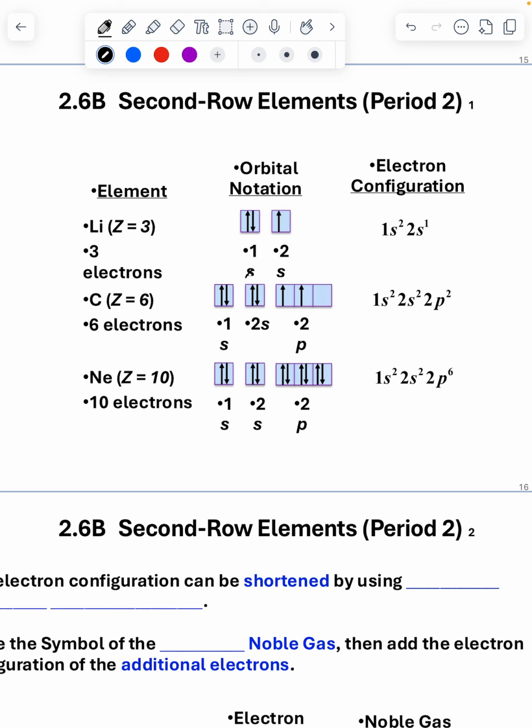Lithium's first 2 electrons are going to be in the 1s orbital, and then its third electron would go in the 2s orbital. So its configuration would be 1s2, 2s1 electron configuration.